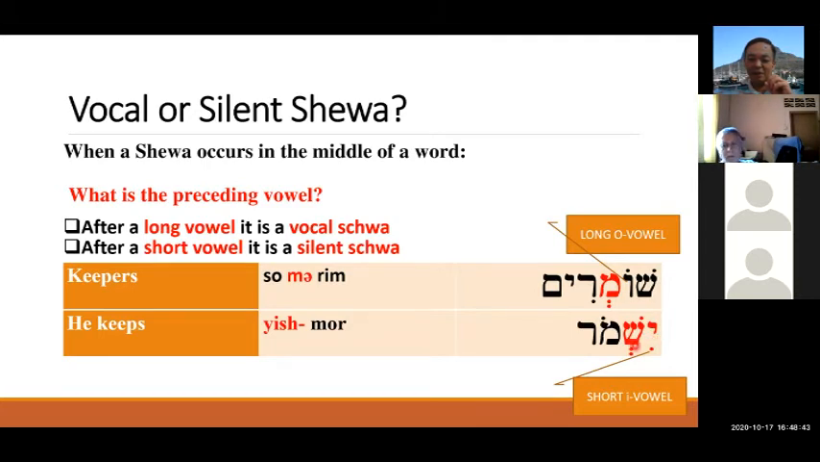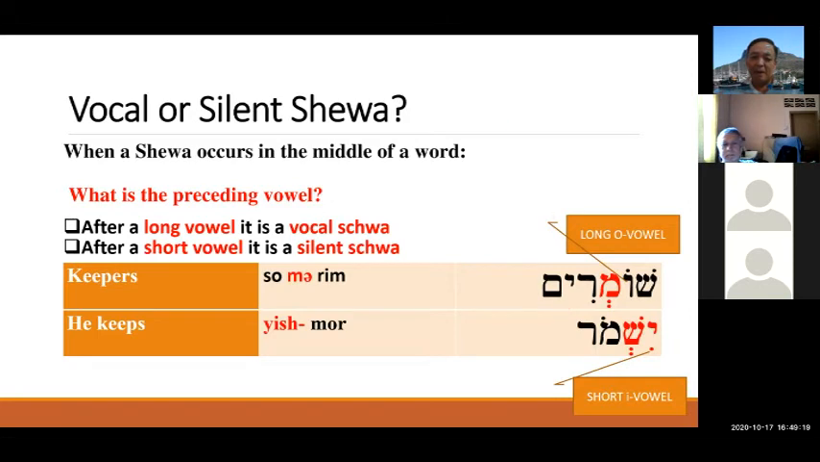Okay, so this is yish, this is so mer, right? Both of them are schwa. One is a vocal schwa and this is a silent schwa. This is a silent schwa because it is connected with the short I vowel. This is a vocal schwa because it can stand alone by itself, because the first syllable is already so. Because it is a long vowel, it's able to stand alone by itself as a syllable. So, rim.